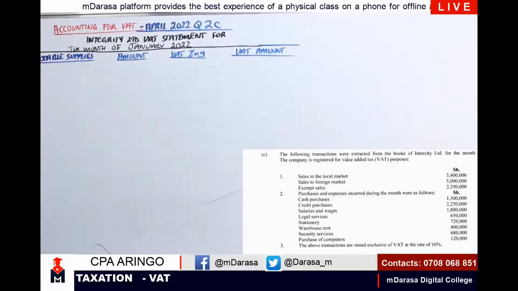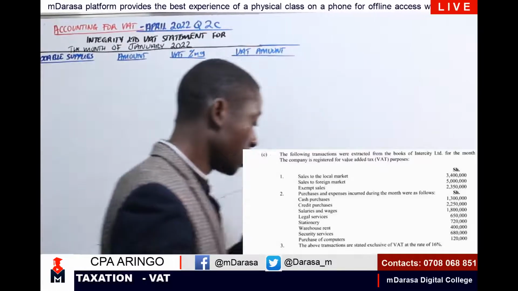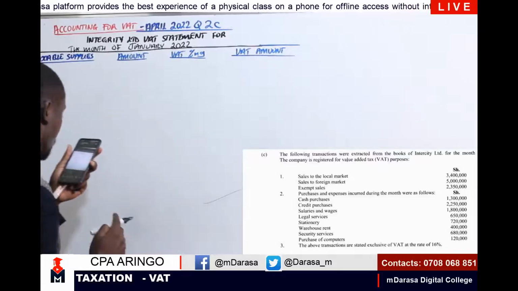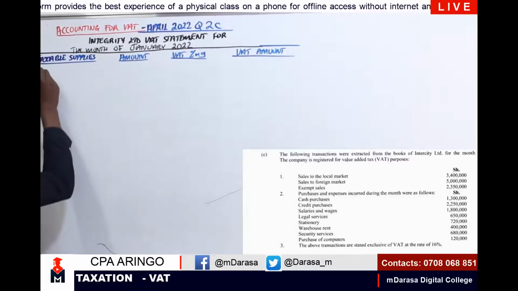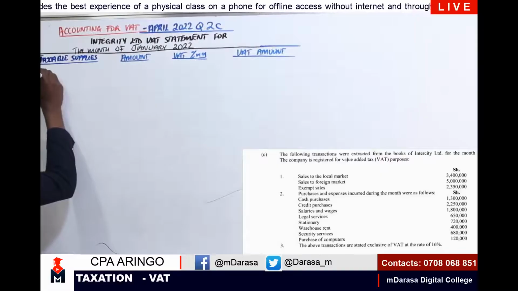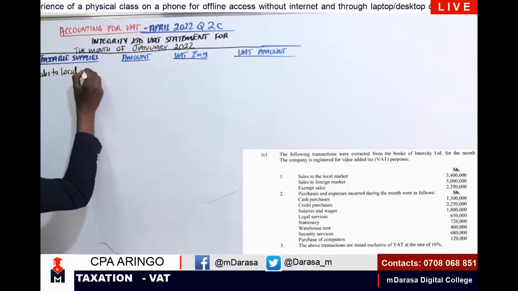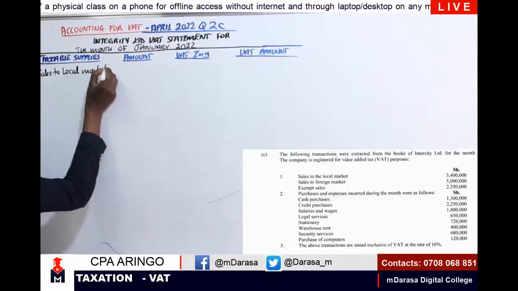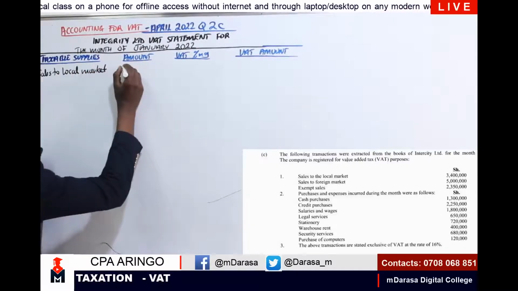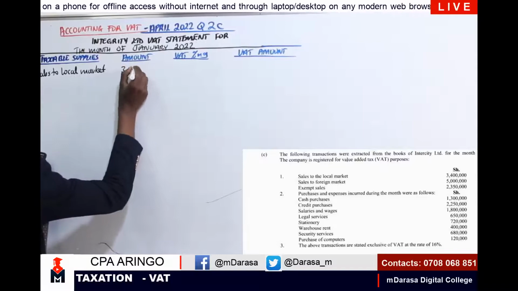In this case, I'm having sales to local market. Of course, that is standard. Sales to local market, I was given a figure of 3,400,000.